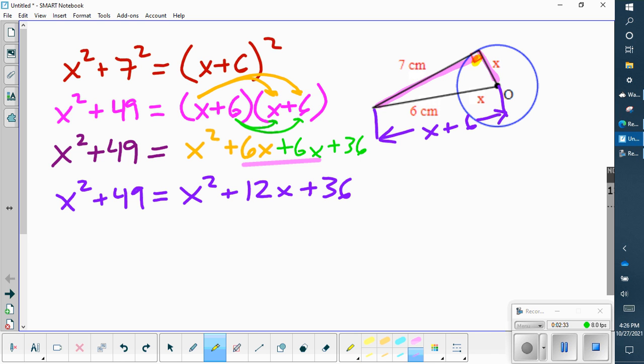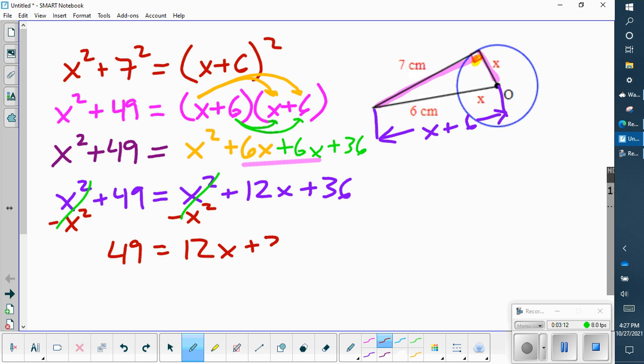It looks like kind of an ugly problem because of these x squareds. But one thing that is very convenient here: if I wanted to get this x all by itself, you might ask, how do I get rid of that? Well, that's a positive x squared. If I subtract x squared from both sides, you'll notice that conveniently they both cancel each other out. So let's write what we have so far. Now I've got 49 equals 12x plus 36.